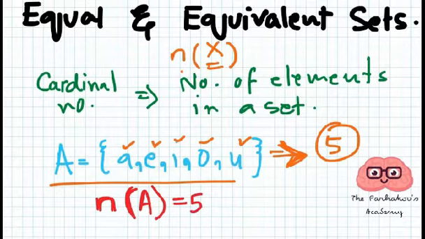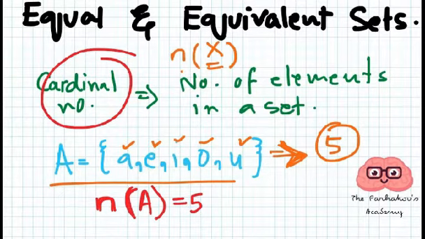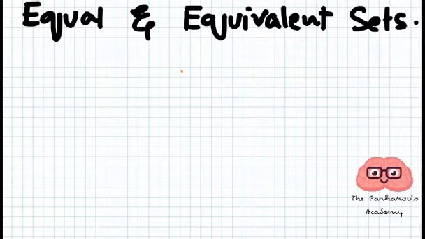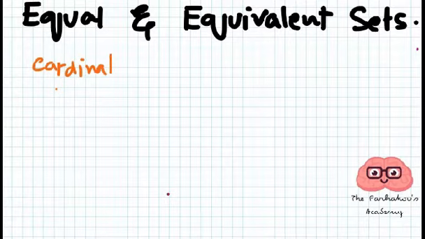So I hope that the concept of cardinal number is clear now. It is nothing but the number of elements in a set. Now let's come to the main topic, which is equal and equivalent sets. When it comes to deciding whether the sets are equal or equivalent, there are two very important things. The first is the cardinal number that we have discussed, and the second is the elements.